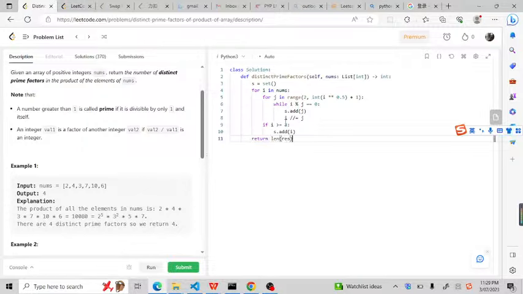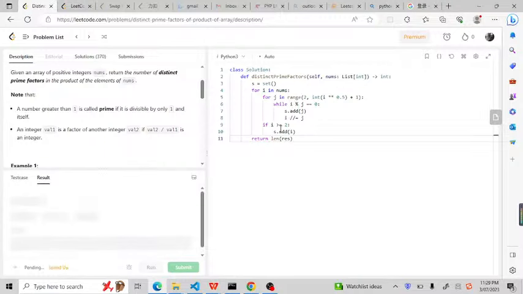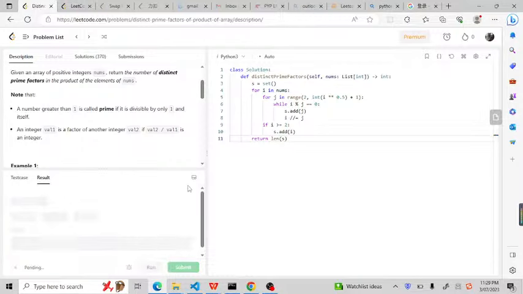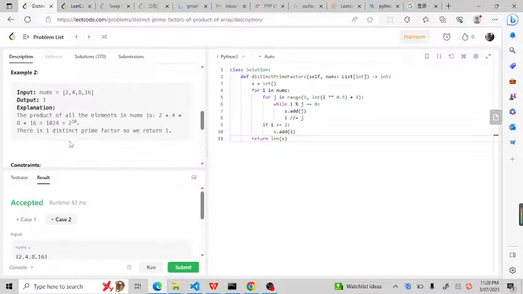Let's check. We need to return the length of the set as the result. So here it seems okay. Let's try case 2. Case 2 is also okay. Let's submit it.